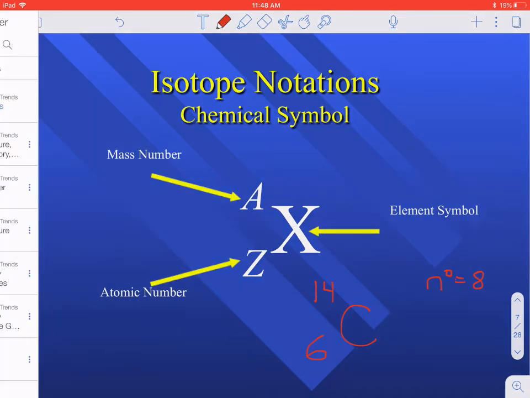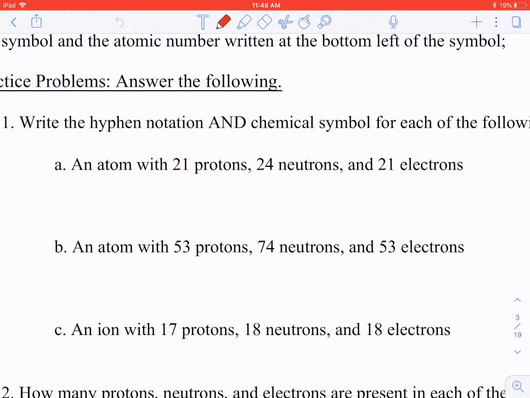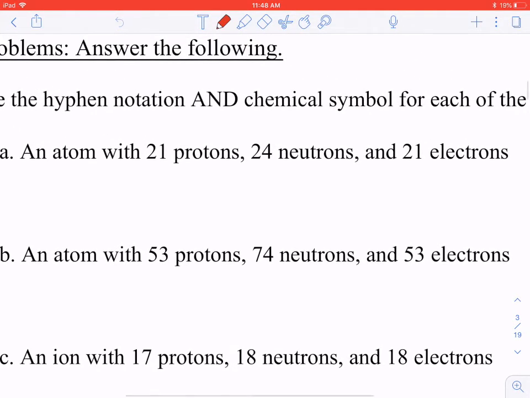So let's try this with a little bit of practice problems. I'm going to join you on your note guide. Let's see if we can write out both of those notations for each of the following instances. So let's do it for an atom with 21 protons, 24 neutrons, and 21 electrons. The first thing that might be helpful is to figure out what atom we are talking about here. So let's look to our periodic table, and remember the protons dictate the atom. If we have 21 on our periodic table, we have scandium. So that's Sc.